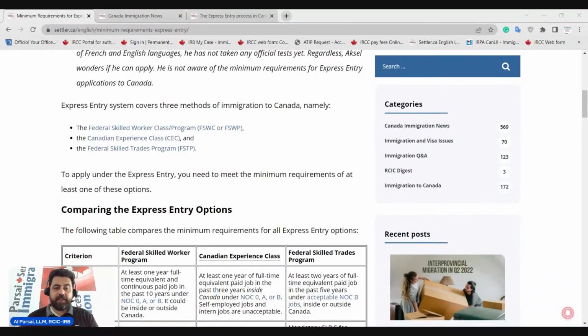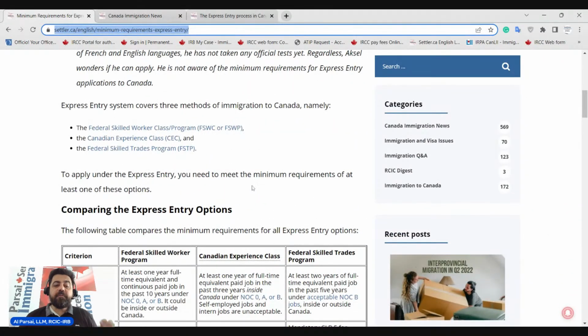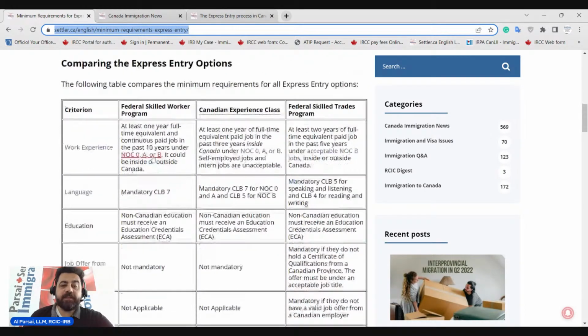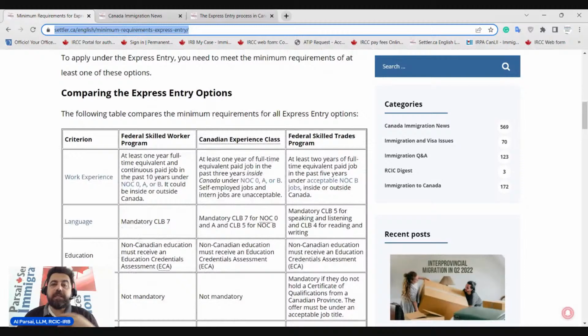So if we go back in here, the Federal Skilled Worker Class is the first column in this table. I just quickly explained to you that it asks for both some minimum requirements, and it has its own point system. So they tried to make it as complicated as possible for you. So what are the minimum requirements for the Federal Skilled Worker Class?